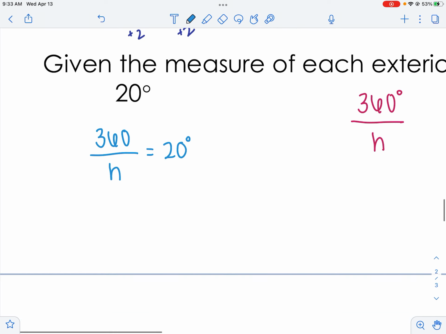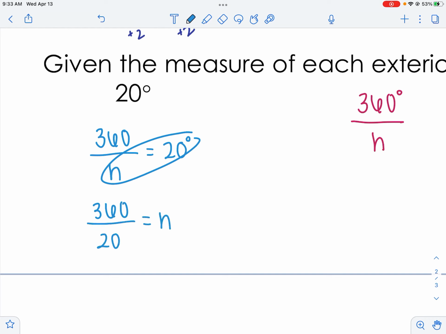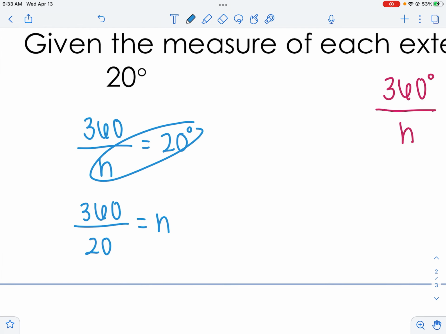well, there was a little trick with trig, and remember that trick with trig is whenever x was down low, remember that we divided. So when n is down low, I can swap those out and do the same thing. So I'm going to swap those out. I'm going to do 360 divided by 20, and that's going to tell me what n is. So if I just go to the calculator and do 360 divided by 20, I get that n is 18. And 18 sides doesn't have a special shape, so we would call this an 18-gon.